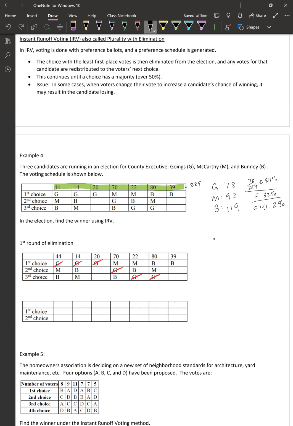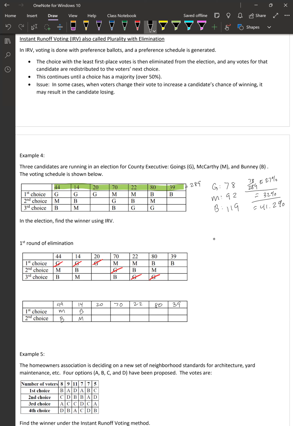Okay, so the number of votes doesn't change. So still we're leaving these numbers the same: 44, 14, 20, 70, 22, 80, and 39. Now we're just going to rewrite the preference schedule without any G's. So everybody moves up if need be. So here we're going to have M and then B. Those 44 first place votes get shifted down to the second place choice because we've eliminated Goings, who had the least number of first place votes. And for this one, it's B and then M.